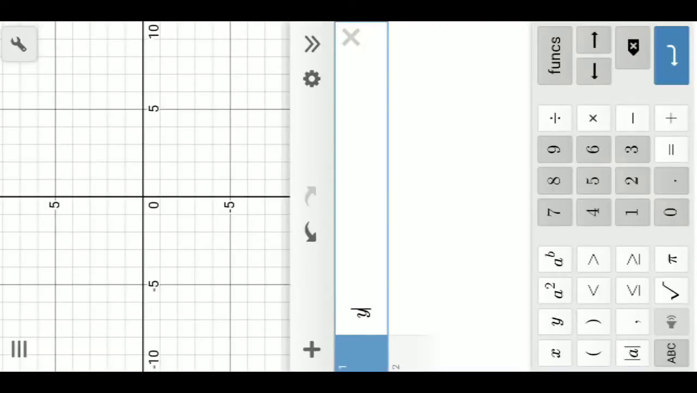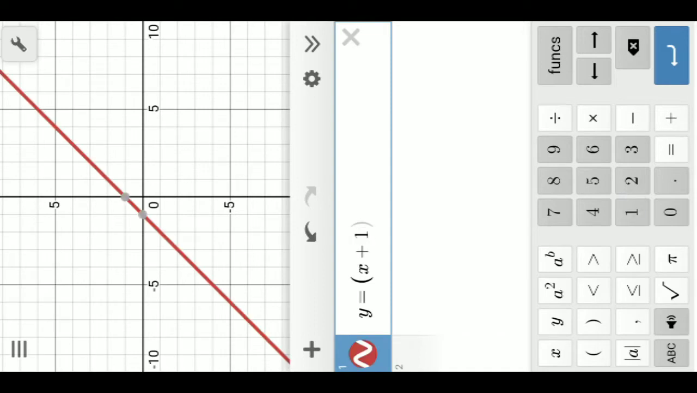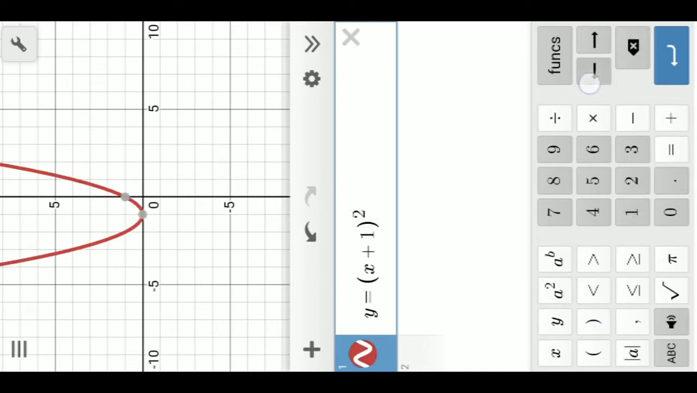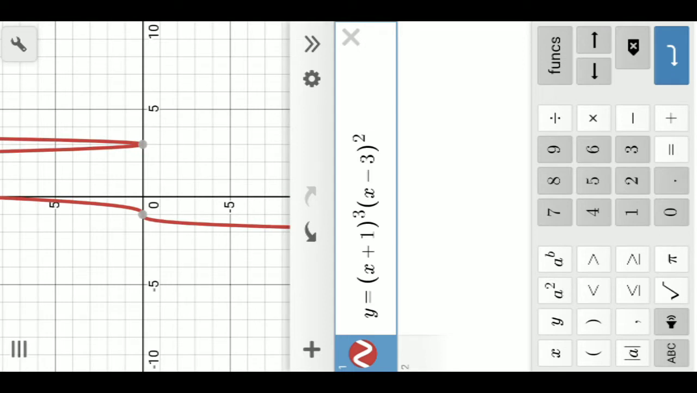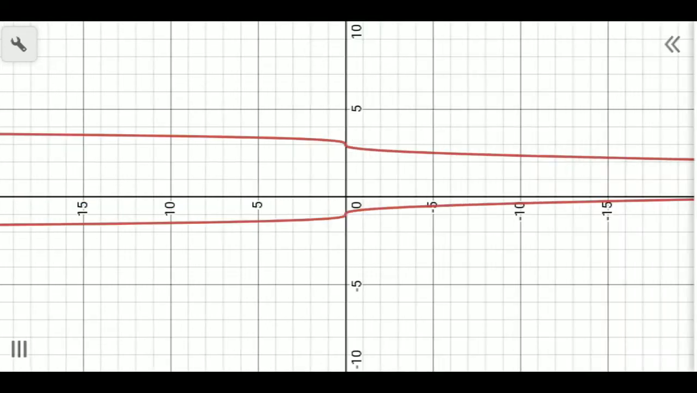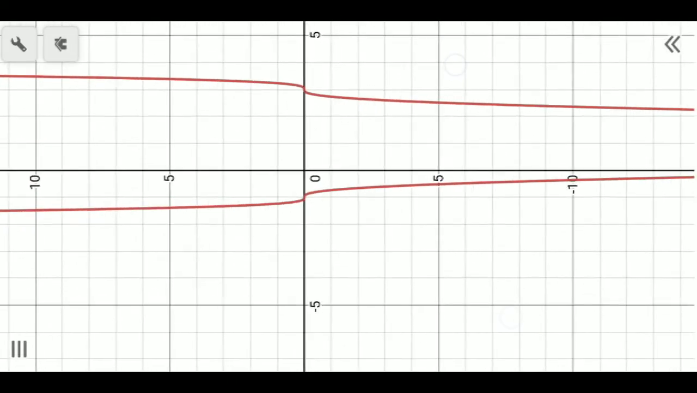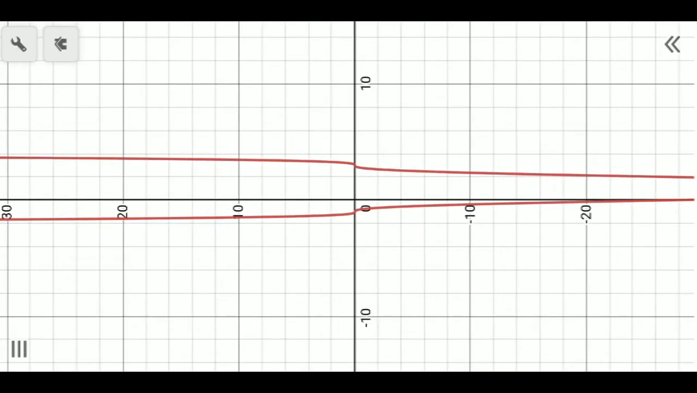What is the question given here? Y equal to (x plus 1) whole cube into (x minus 3) whole cube. Okay, this is the given graph. So this is the graph of this function. We can see visibly, with this it is easily visible. See that this is the graph.